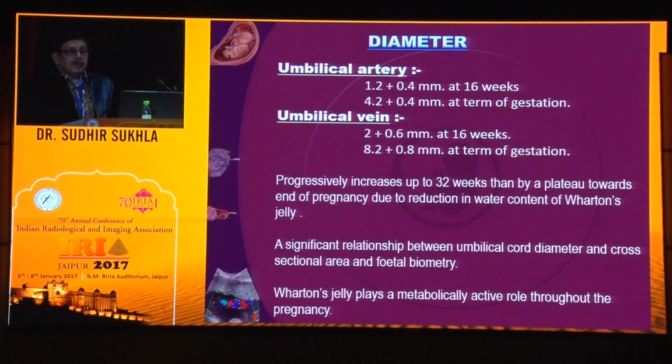The diameter of the umbilical artery is smaller than that of the vein, but the diameter increases up to 32 weeks. We have seen that the maximum length is achieved by 28 weeks, but the diameter increases up to 32 weeks. There is a significant relationship between cord diameter and fetal biometry.